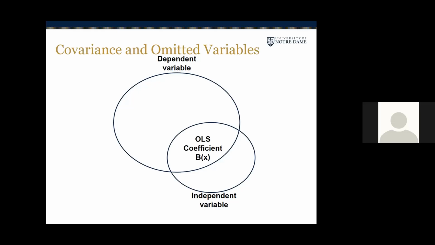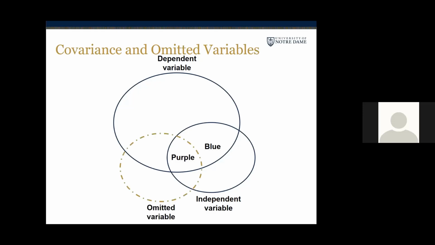And if we run OLS, we're going to get that overlap between them, that covariance, right? That's what we're interested in finding. What is that covariance? That's going to be our coefficient. That becomes problematic if, so let's call that blue, that becomes problematic if there's also this omitted variable here that also shares a little bit of that overlap and explains some of that covariance.